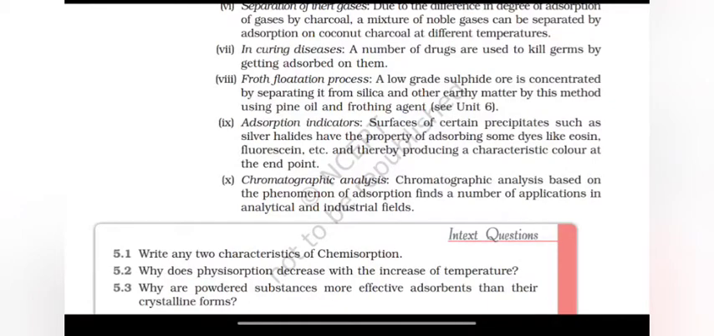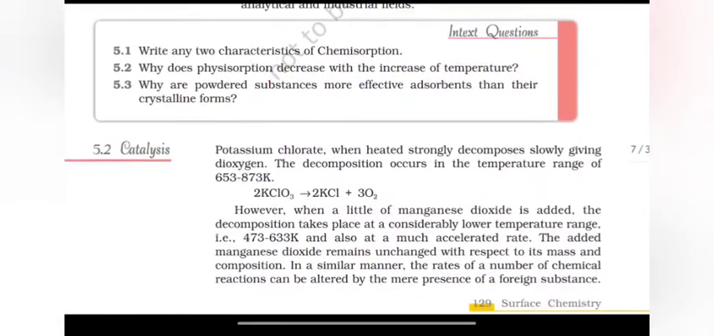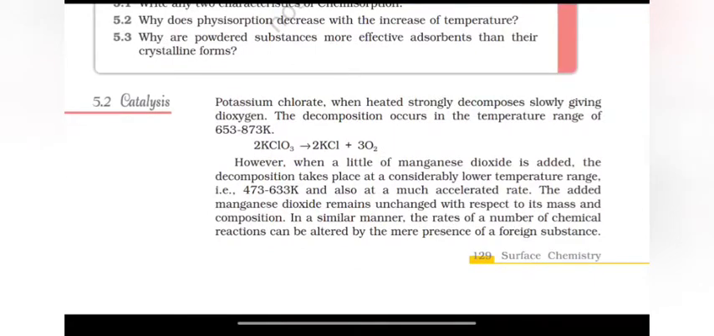Chromatographic analysis. Chromatographic analysis based on the phenomenon of adsorption finds a number of applications in analytical and industrial fields. Catalysis. Potassium chlorate, when heated strongly, decomposes slowly, giving dioxygen. The decomposition occurs in the temperature range of 653 to 873 Kelvin. 2 KClO3 gives 2 KCl plus 3 O2.